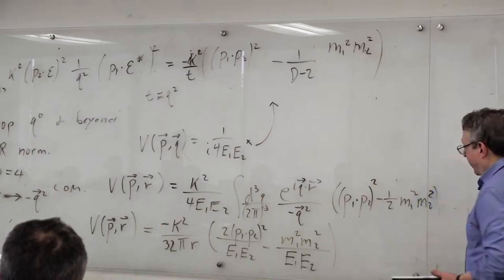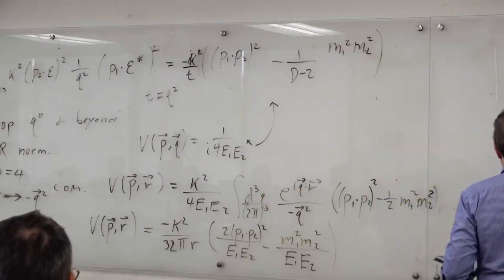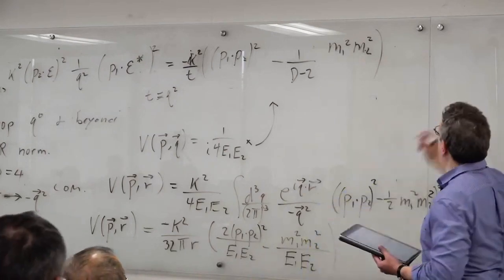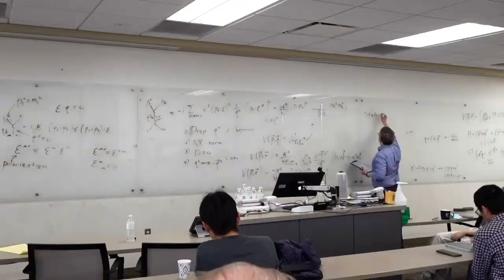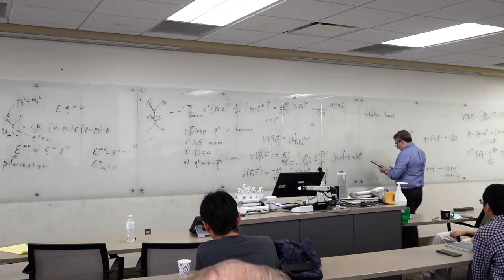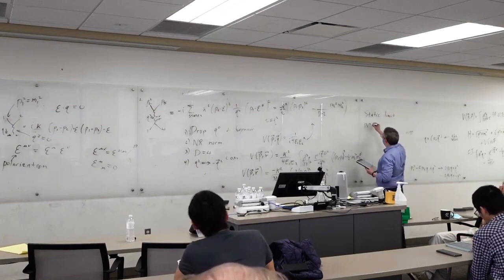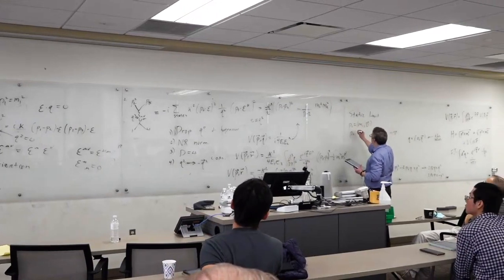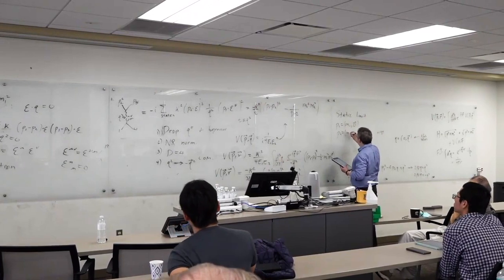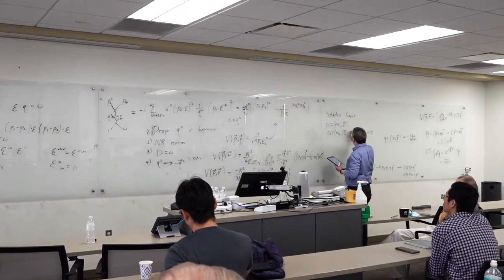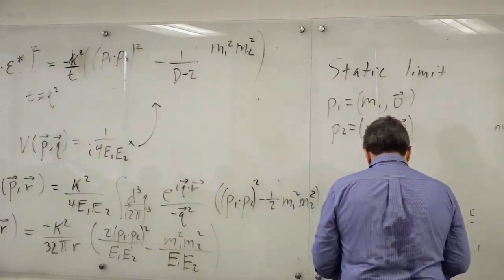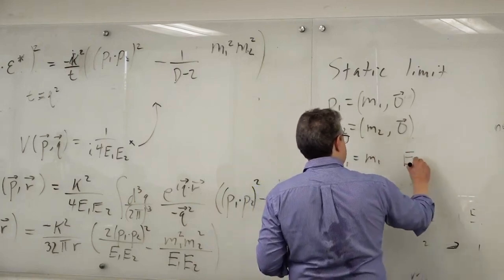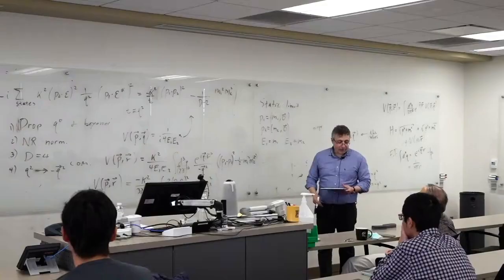So, okay, let's see, what is this thing? Of course, we want to verify that we get Newton. So we have to go to the static limit. So it's the same thing. P1 is equal to M1, 0. P2 is equal to M2, 0. And E1 is equal to M1, E2 is equal to M2. That's the static limit.